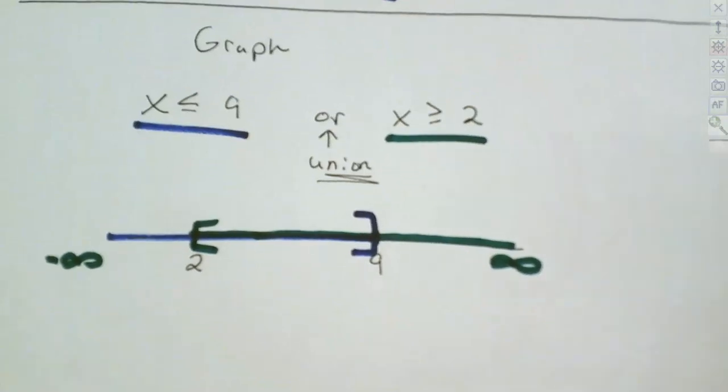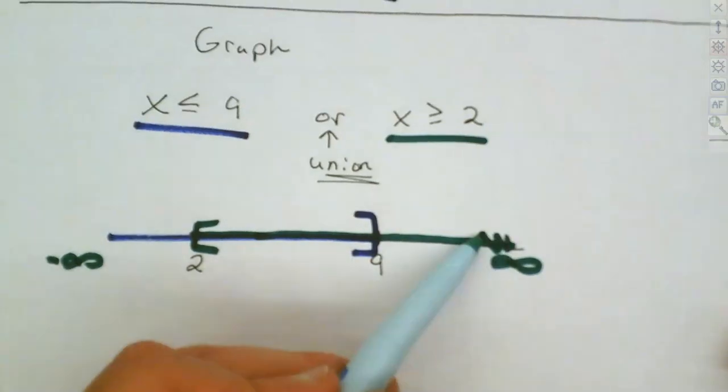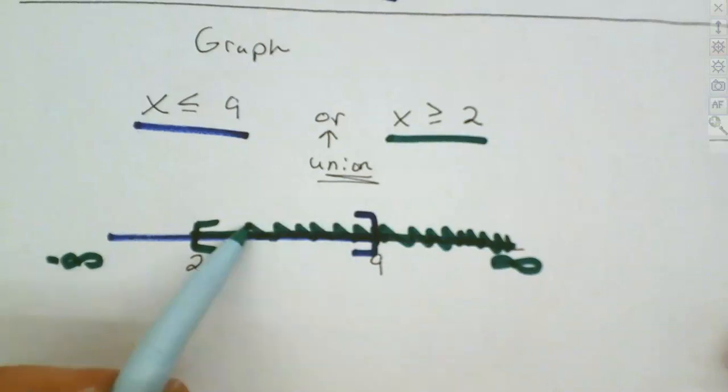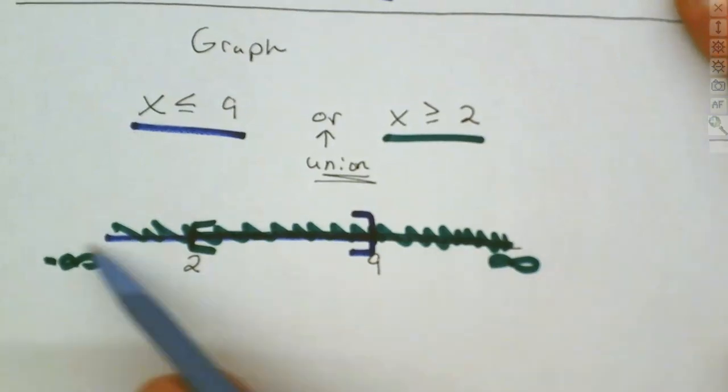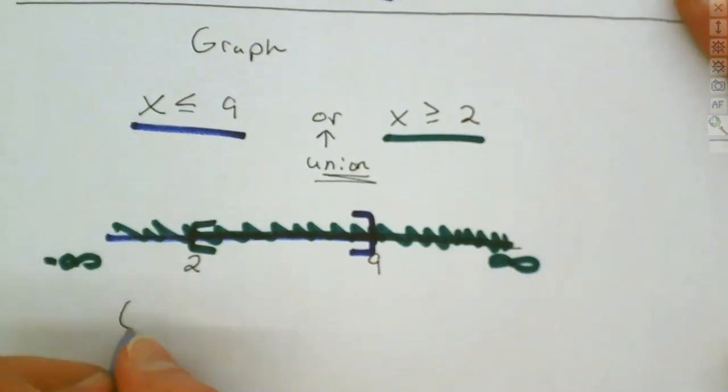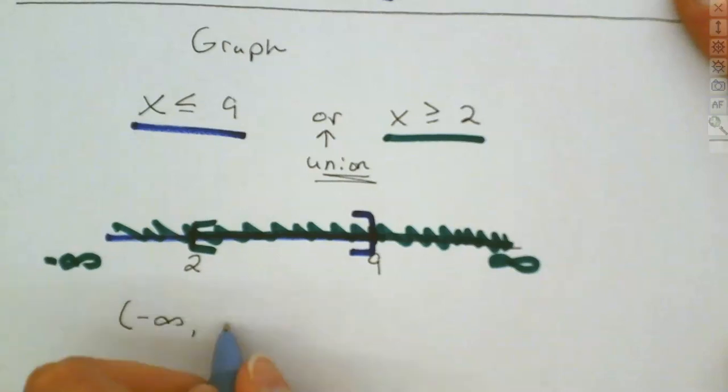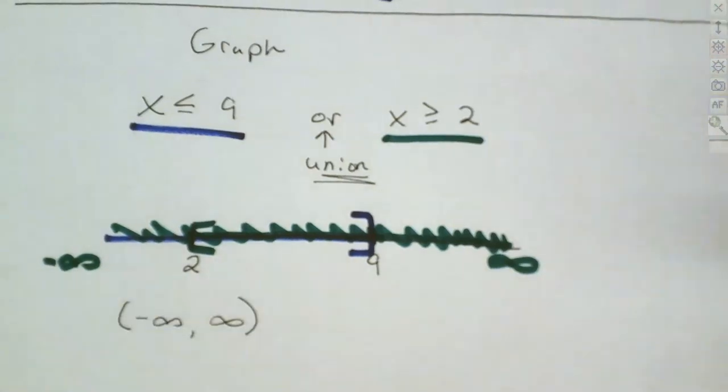Now, what happens if I put them together? If I put these together, what does that cover? That covers the entire line, doesn't it? Right? Because what does or mean? Or means you put them together. You unite the pieces together. So if I unite those together, it's going to cover the entire line. So that would look like negative to positive infinity there.